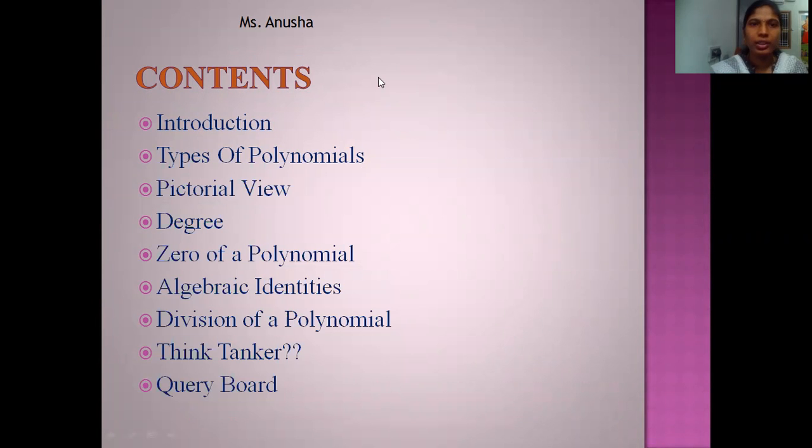See, I have given the contents in the first slide. It consists of the introduction part, types of polynomials, a pictorial view of it, and what is meant by degree, zero of a polynomial, some algebraic identities, and division of a polynomial, think tank, and finally the query board.